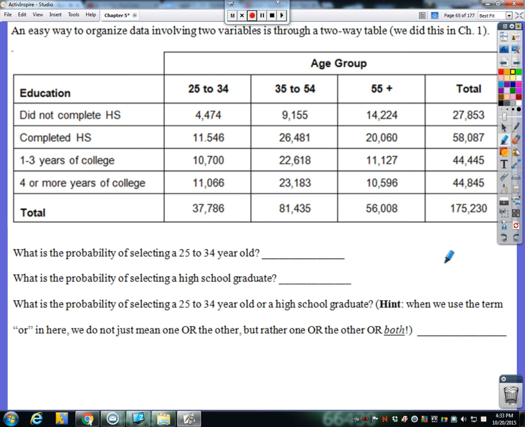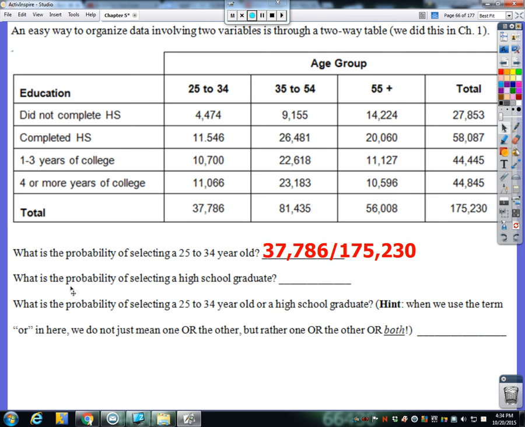175,230 individuals. So the probability of selecting a 25 to 34-year-old, and this is pretty much saying regardless of their educational status, well, we have 37,786 25 to 34-year-old people out of our grand total of 175,230. So the probability is 37,786 out of 175,230. Whatever that is as a percent, you could write that, but I'm just going to leave it the way it is right here. That could simplify, but really I don't care, just as long as you get how I got that probability.